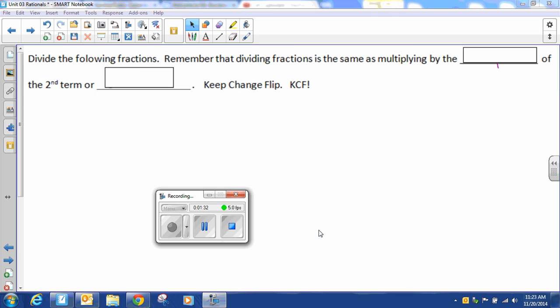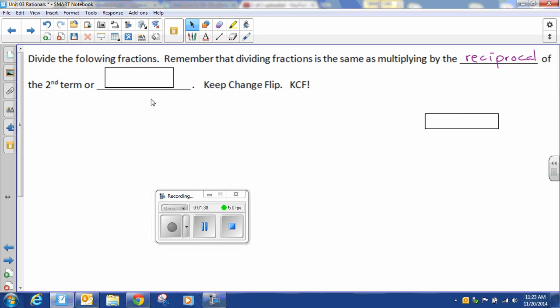In today's lesson, we are going to divide fractions. Now remember that when you divide fractions, it's really the same thing as multiplying by the reciprocal of the divisor, or the second term. Some people memorize this process by keep, change, flip, meaning you keep the first fraction, change the sign from division to multiplication, and flip the second fraction, KCF.